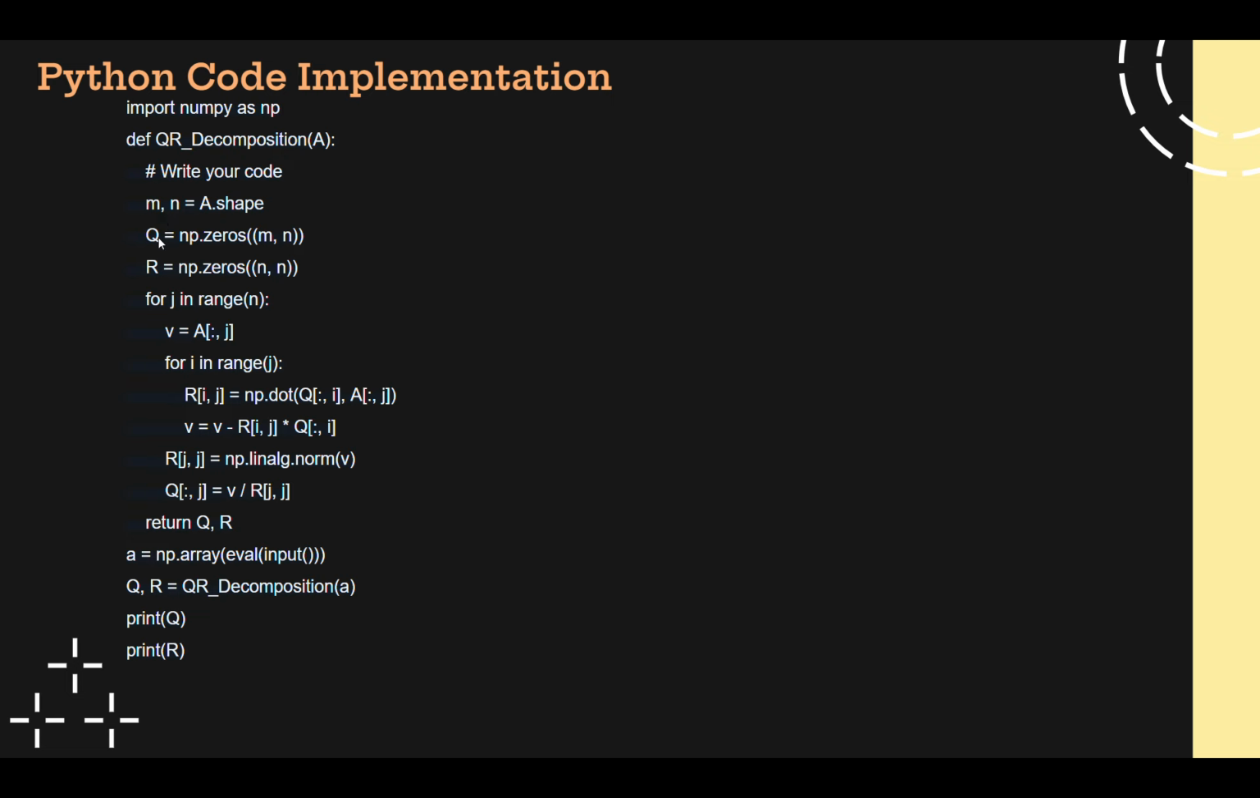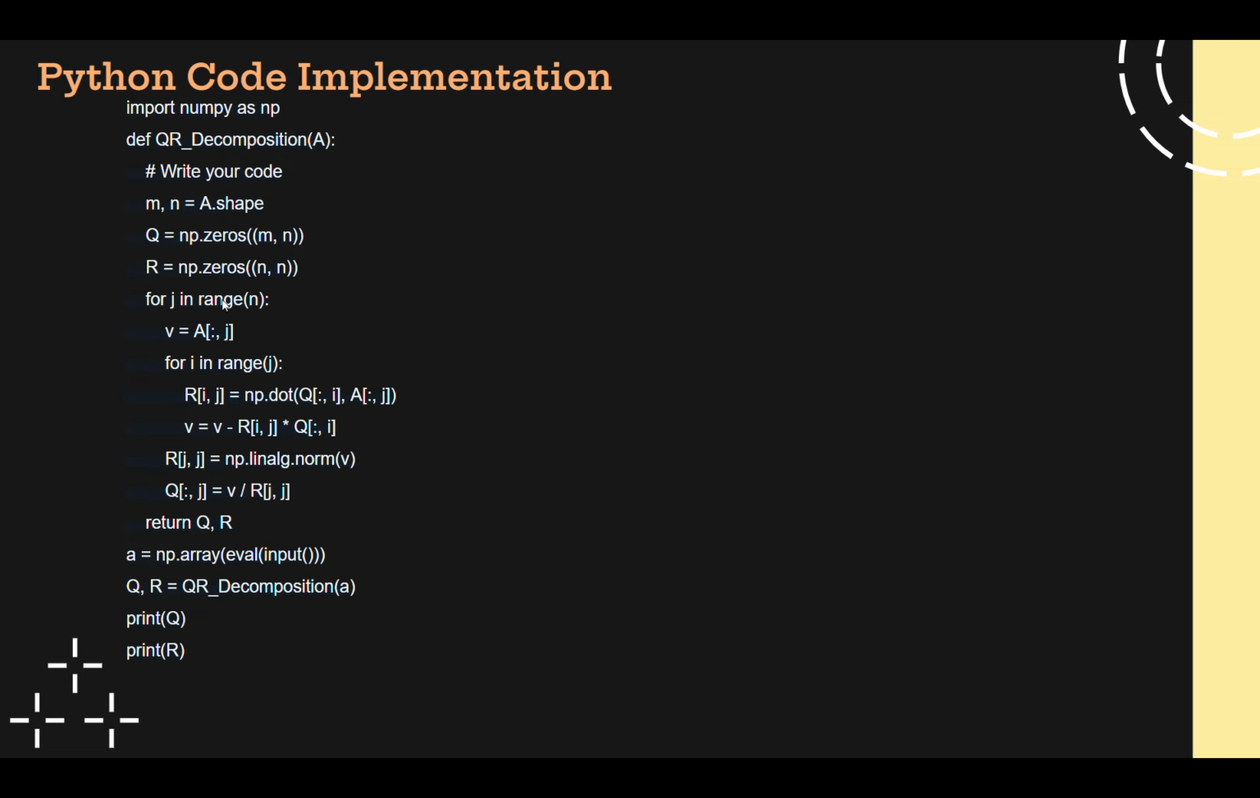Next, we initialize Q as a zero matrix with the same dimensions as A. This matrix will eventually hold the orthonormal vectors. Similarly, we initialize the R matrix as a zero matrix, but it's a square n by n matrix. This will hold the upper triangular matrix.